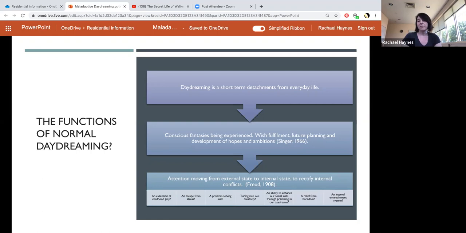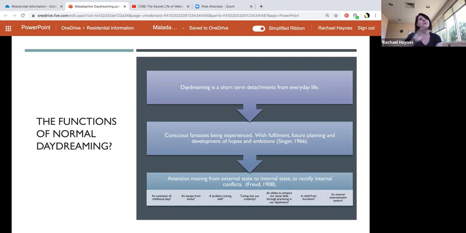So some of the functions of daydreaming might be an extension of childhood play, for instance. It could be an escape from stress, maybe a problem-solving skill, could be tuning into your creativity. It might be an ability to enhance our social skills through maybe practicing difficult situations in our daydreamings. It could be a relief from boredom, or it might be an internal entertainment system. We are not quite sure at this stage of the function of daydreaming that's normal.